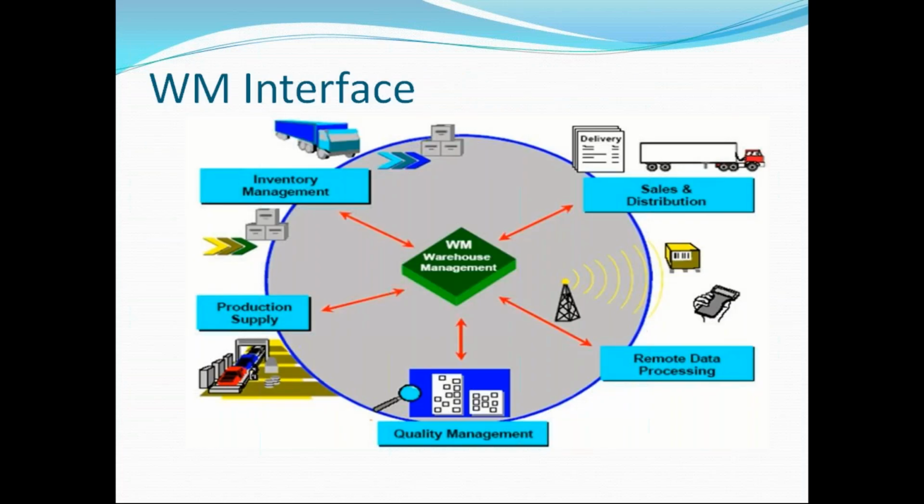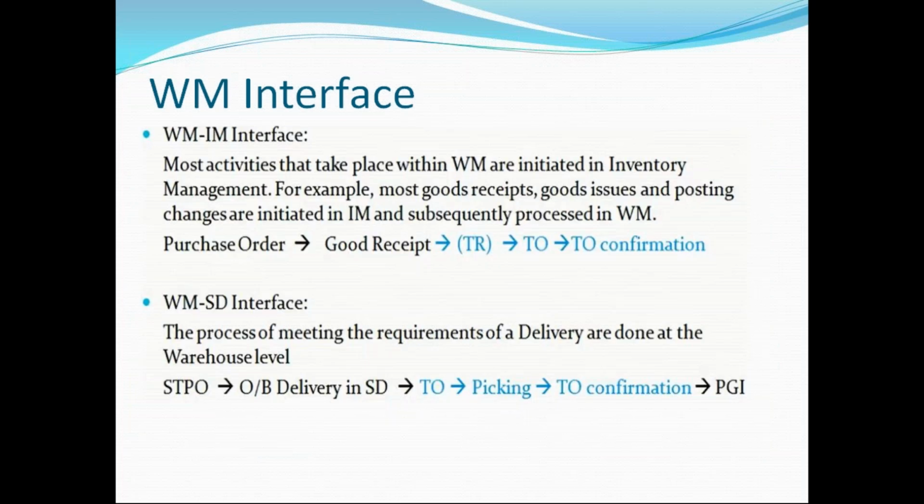WM interface with other modules. As I explained earlier, WM is not a standalone module. WM is linked with various other modules. The major interface of WM is with the IM, that is, the inventory management level. Then it is interfaced with sales and distribution, then with the remote data processing modules. WM is also linked with the quality management module, and with the production planning module.